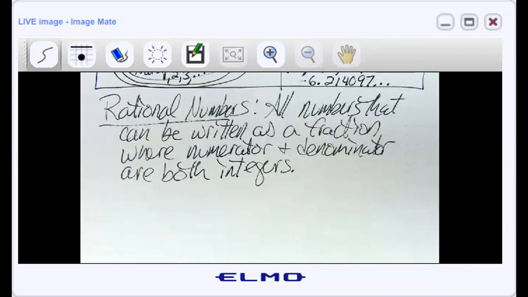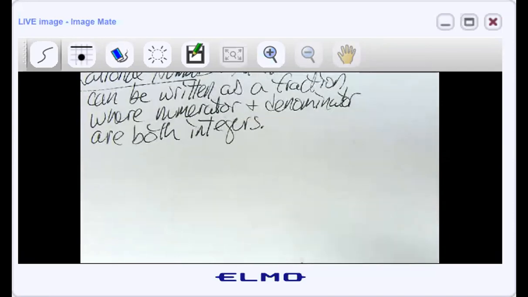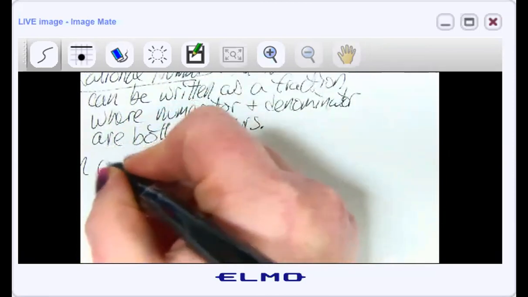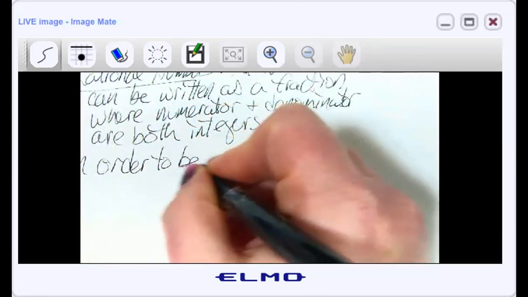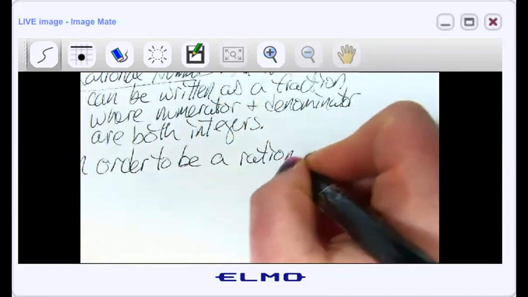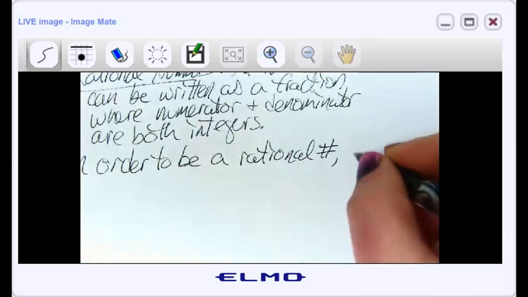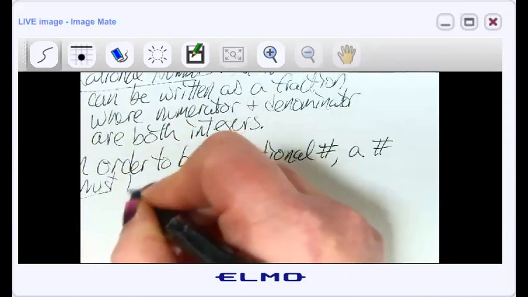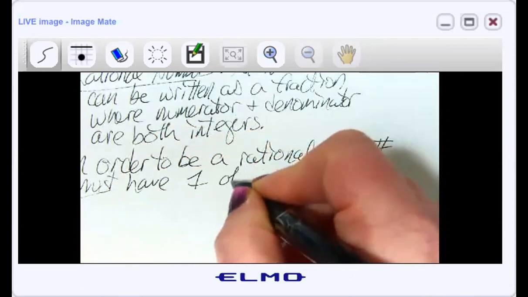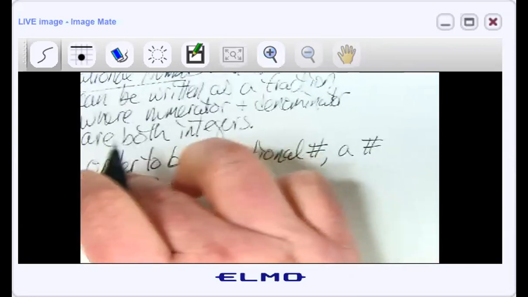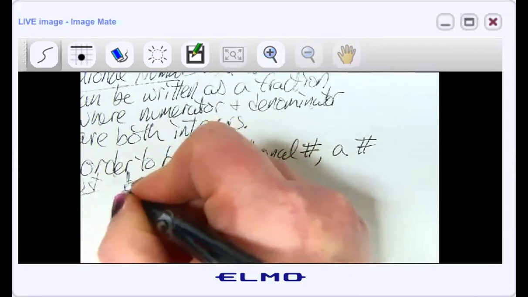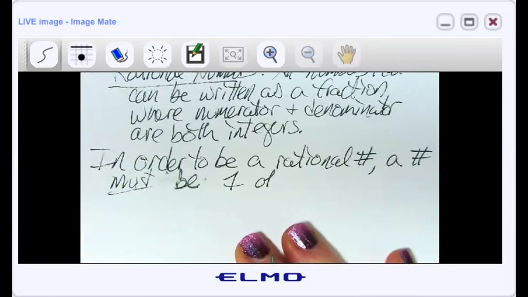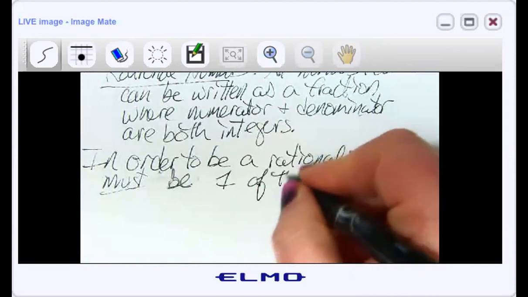So what I want to do is make a list of every type of number that can be a rational number. If it has one of these characteristics, you know it's rational, okay? So in order to be a rational number, a number must be one of the following.